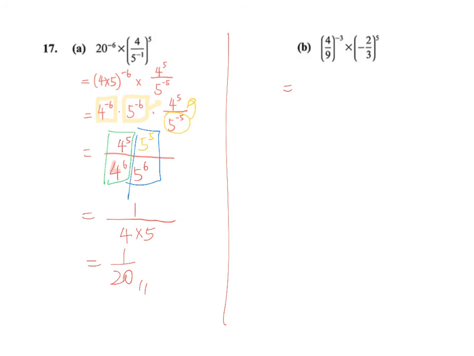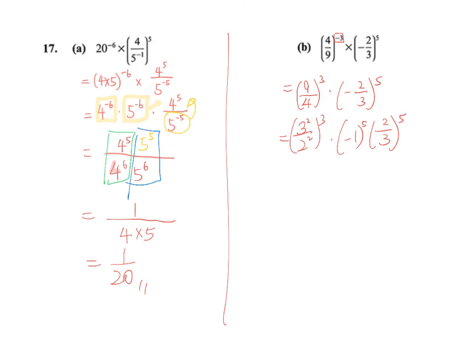17b. So again 4 and 9, 2 and 3. But this is a negative index for a fraction, so I can quickly swap the position and then make it to the power 3 first. Next, I try to think of any relationship between 9, 4, 2, and 3. I hope you know 9 is the square of 3, 4 is the square of 2. So I can change it to 3 squared over 2 squared, to the power 3. And then this one I can separate into negative 1 to the power 5 and 2 over 3 to the power 5. What's next will become 3 to the power 6 over 2 to the power 6 as well.